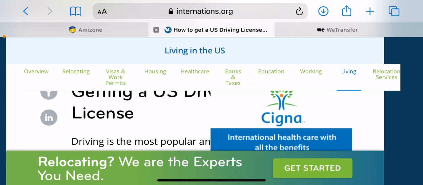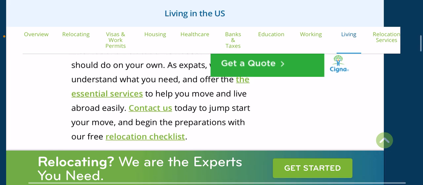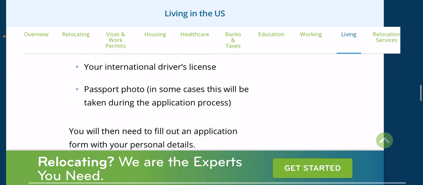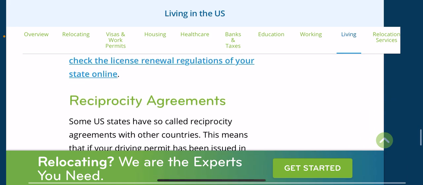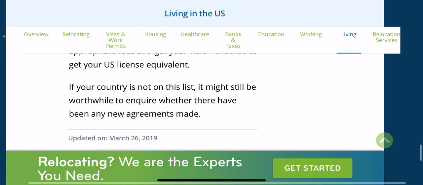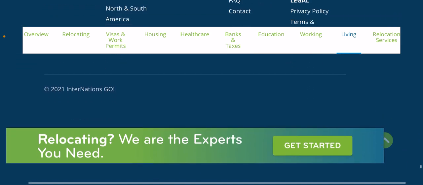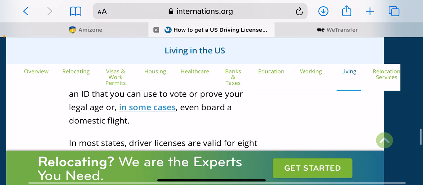So, how to get a US driving license? Driving is the most popular and often the easiest option for getting around in the US. However, you will only be allowed to do so for a limited time with your foreign driving permit. So, here in this guide, we will let you know how you can get a US driving license.